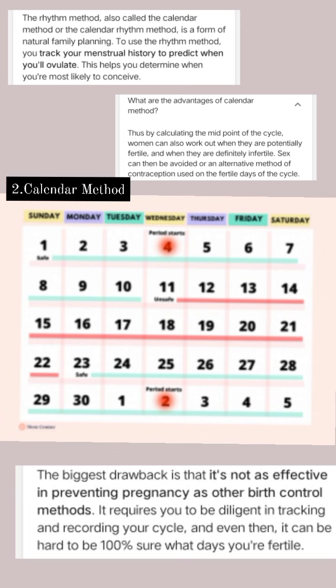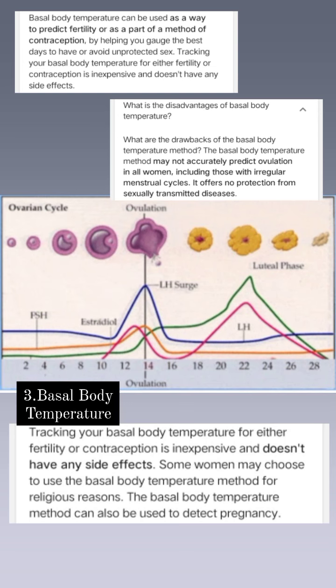The side effect of calendar method. The biggest drawback is that it's not as effective in preventing pregnancy as other birth control methods. It requires you to be diligent in tracking and recording your cycle, and even then, it can be hard to be 100% sure what days you're fertile. Number 3, basal body temperature.